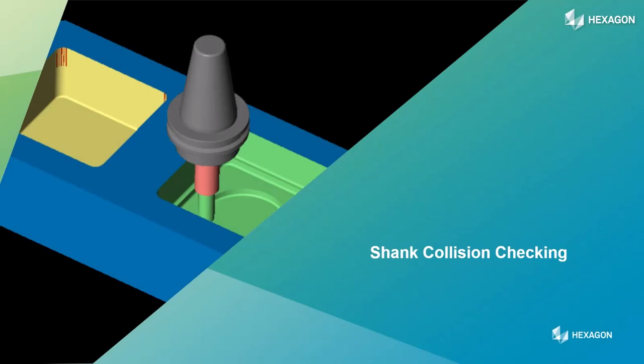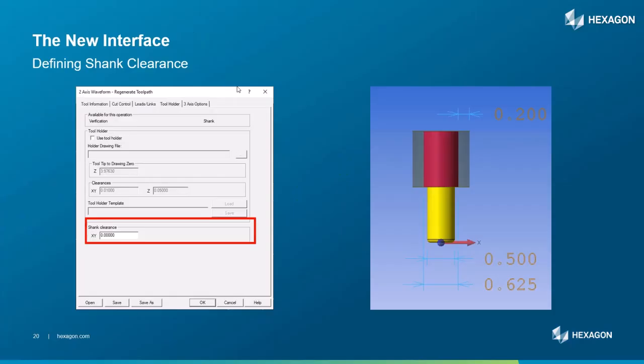SurfCam 2023.1 introduces shank collision checking as a new toolpath option. Let's take a look at the rules for this great new feature. Milling toolpaths have a new tool holder tab where shank clearance is controlled.